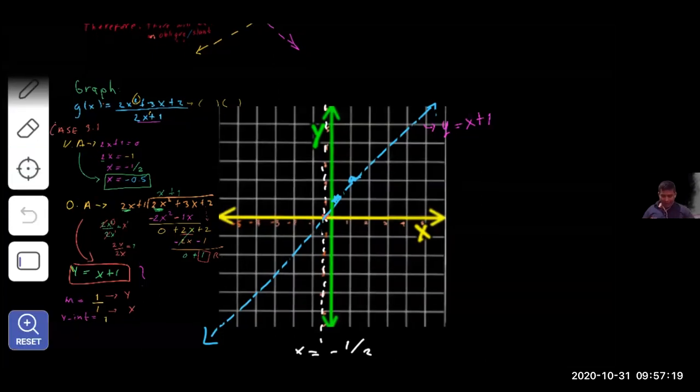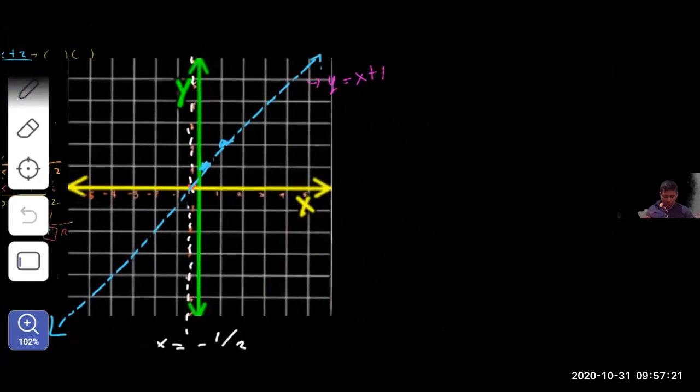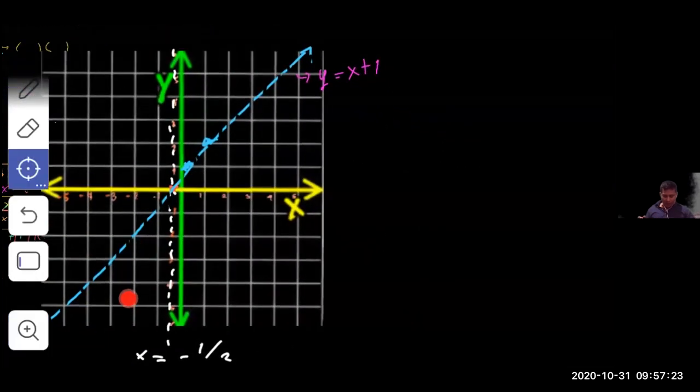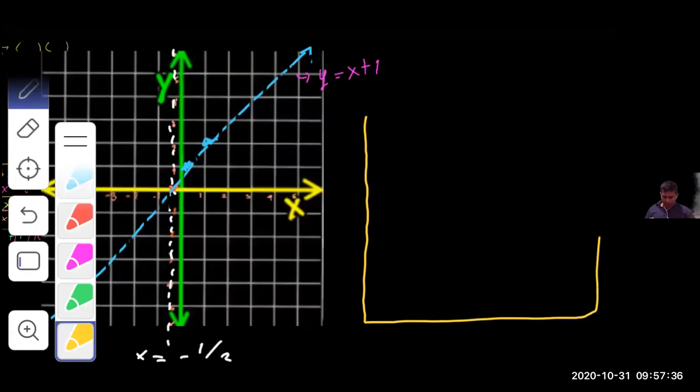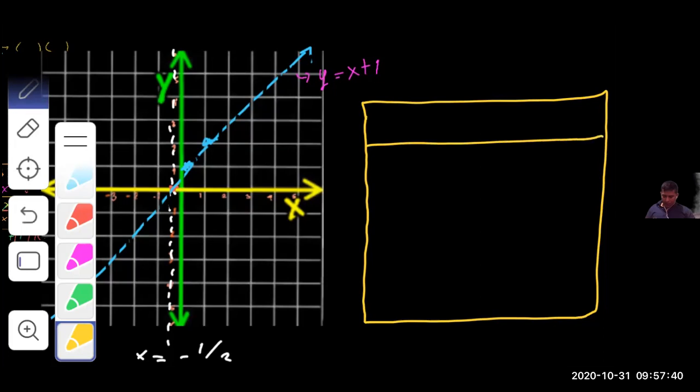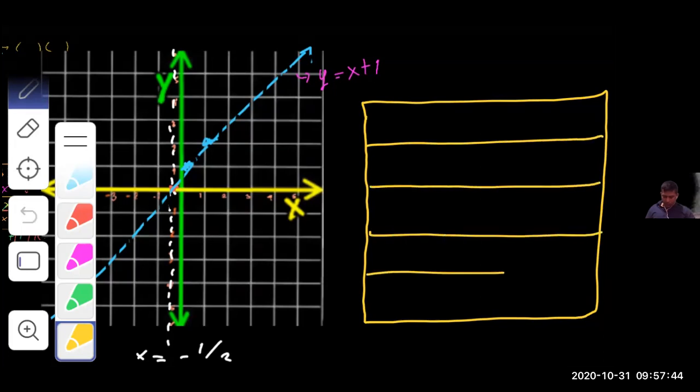Next is to use the table. We need a table to take some values, because I don't know where the graph is going to be, here or here or here. With the table, guys, we're going to find that out. I'm going to try to make a decent table. And we're going to substitute some values here. I'm going to take two values to the right and two values to the left.